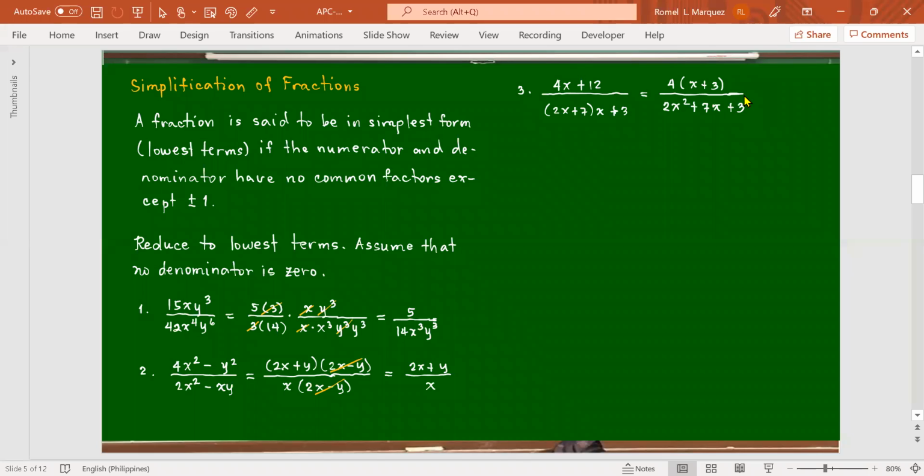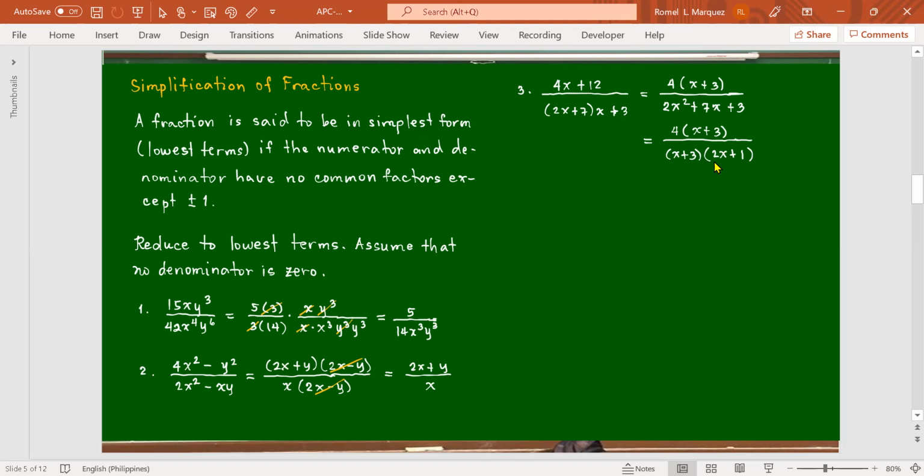That's the time you're going to try to factor the denominator. Is it still factorable into factors with x plus 3 as one of the factors? Is x plus 3 one of the factors here? Let's try x plus 3. If I have x plus 3, then I will get here 2x plus what? Plus 1, am I right?